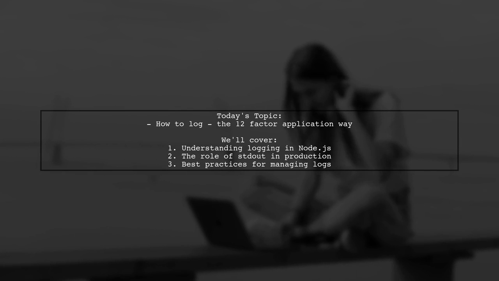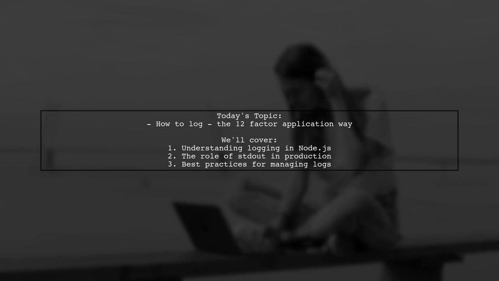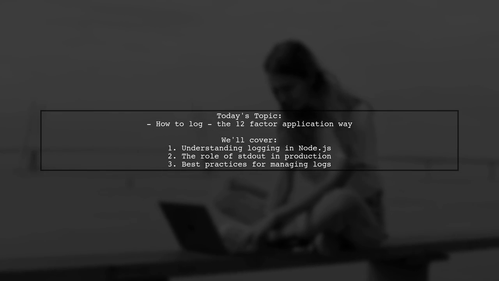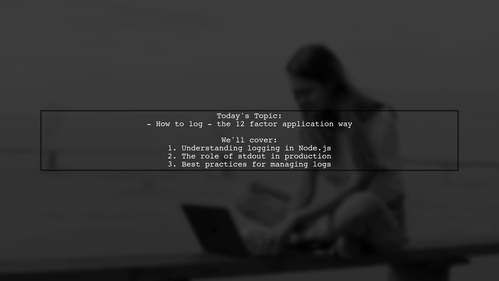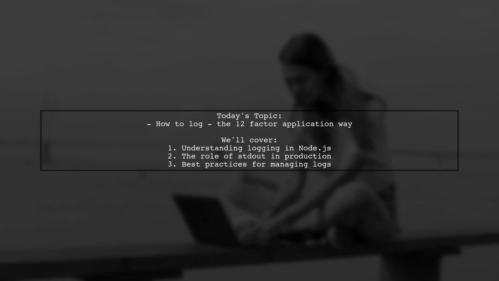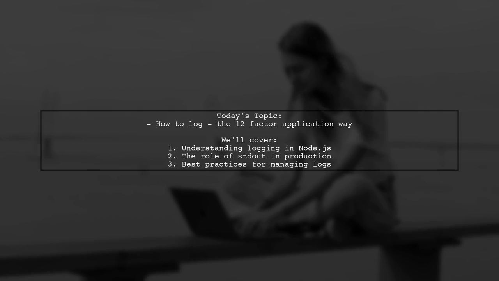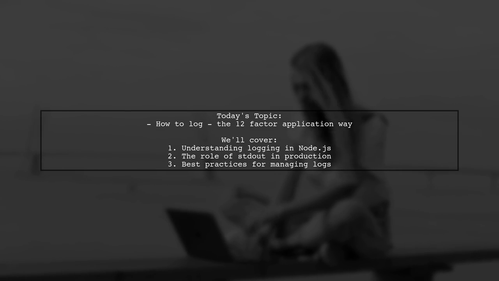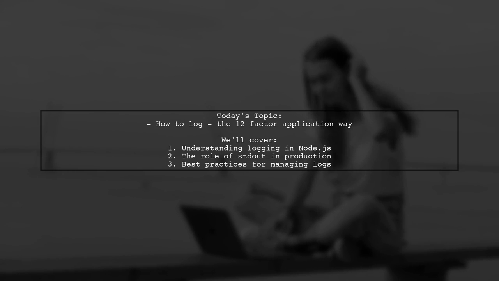Today, we're tackling an important question that many Node.js developers have about logging practices. Our viewer wants to know the best way to log their Node application, especially in light of the 12-factor app guidelines. They read that logs should always be sent to standard output, or stdout, but they're curious about how to manage logs in a production environment.